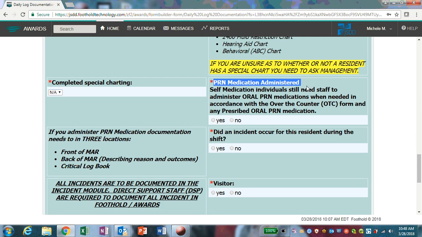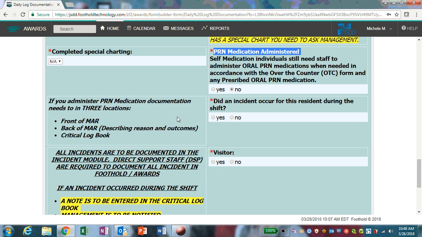PRN medication administered. Yes or no? Did you give a PRN? I'm going to say no. But if I did, right here is a reminder of how that documentation is supposed to be. If you give a PRN, you must indicate on the front and the back of the MAR and document it in the critical log. So this is a nice, friendly little reminder to you all.